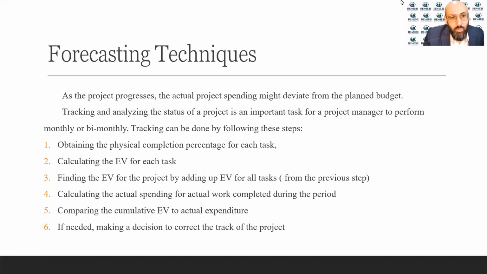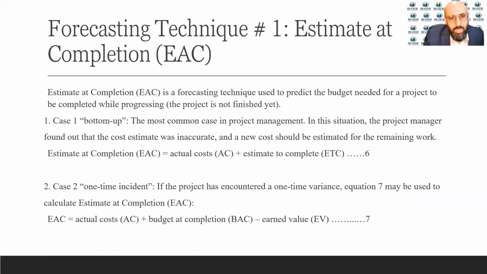The first technique that we need to talk about is called the EAC, or estimate at completion. Estimate at completion is a forecasting technique used to predict the budget needed for a project to be completed while progressing. So again, the project is not finished yet, and we're trying to find the budget that we need to complete it. We have two cases here.